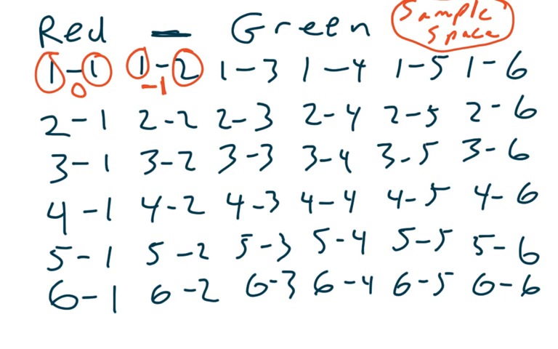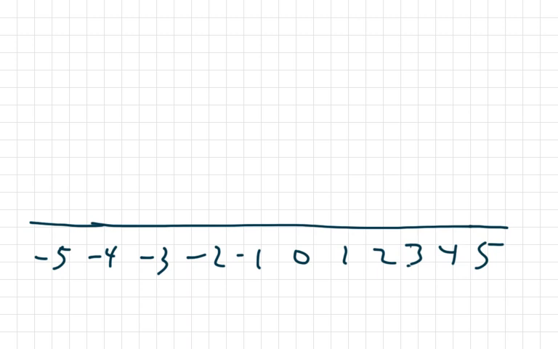Okay? But the key thing to understand is we could have rolled a 1 and a 6 and had a negative 5, or we could have rolled a 6 and a 1 and had a 5, and that was the max results. Right? And then what you want to do is maybe potentially put it on a dot plot to see how it all breaks down.